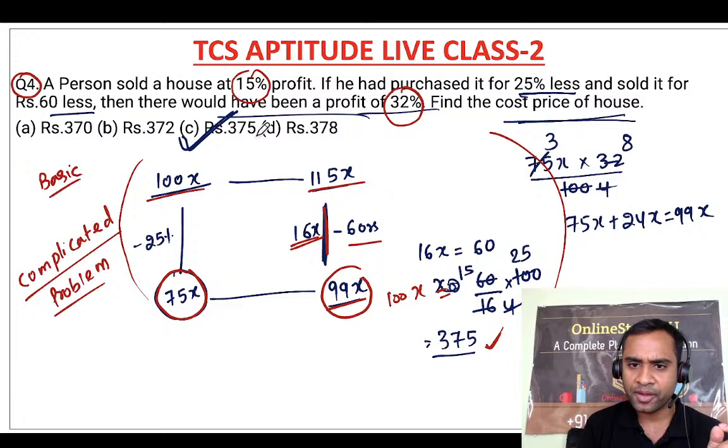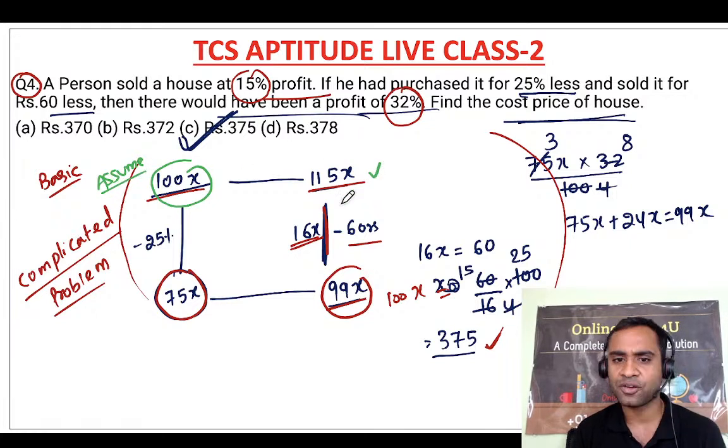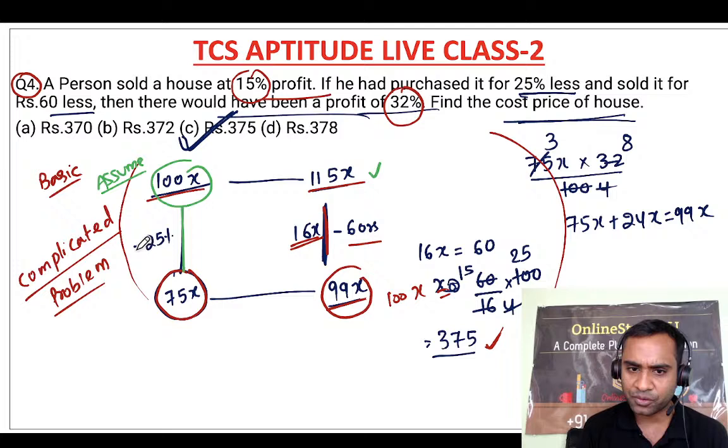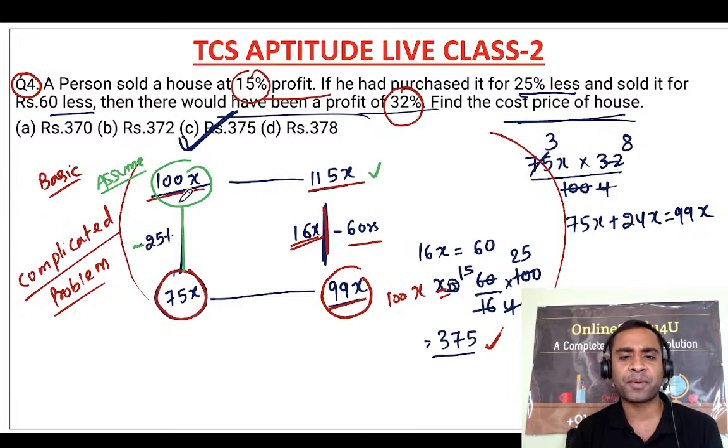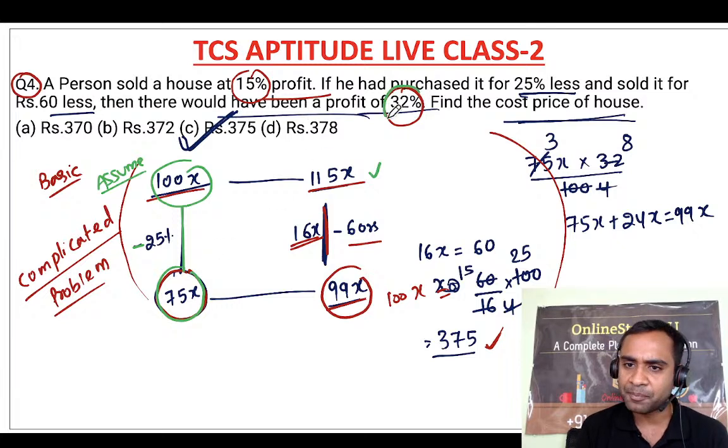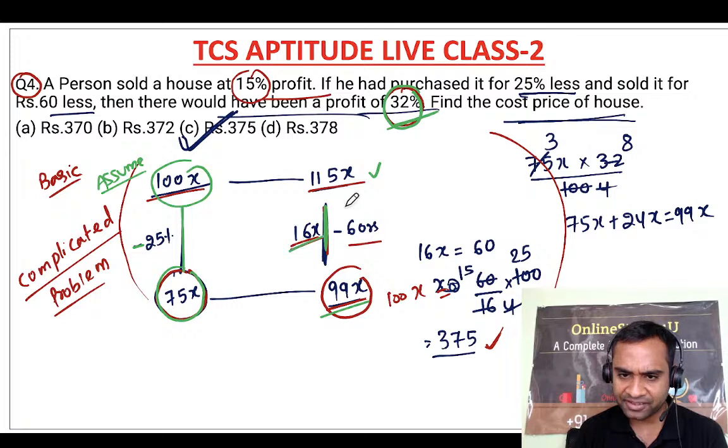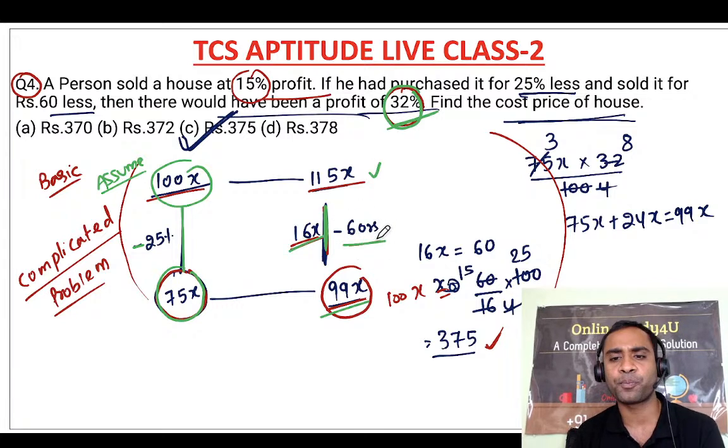So here they told, a person sold a house at 15% profit. 15% profit means, suppose we assumed 100x, then 115x, right? Now they are telling if it was bought at 25% less, so 25% of 100 is 25, which means 75x. Now they are telling because of 60 rupees less he will earn a profit of 32%. 32% gives 99x, right? Now you can see the difference is 60 and they sold it at 60 rupees less.